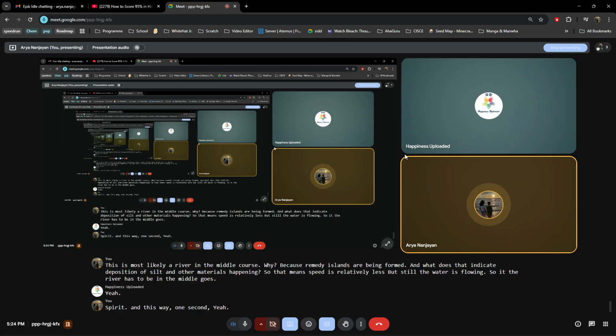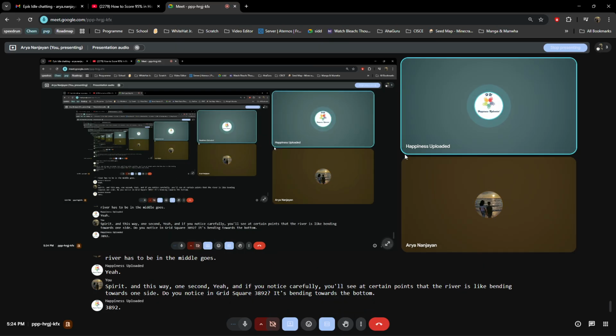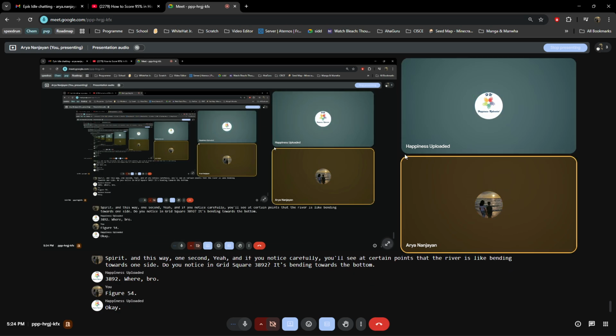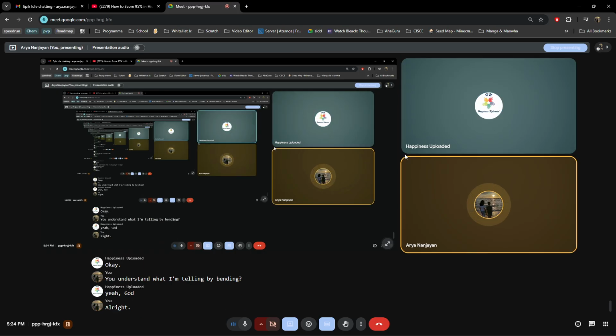If you notice carefully, you'll see at certain points that the river is bending towards one side. In grid square 3892, it's bending towards the bottom. Figure 54. You understand what I'm telling? By bending. Got it. So this is meandering.